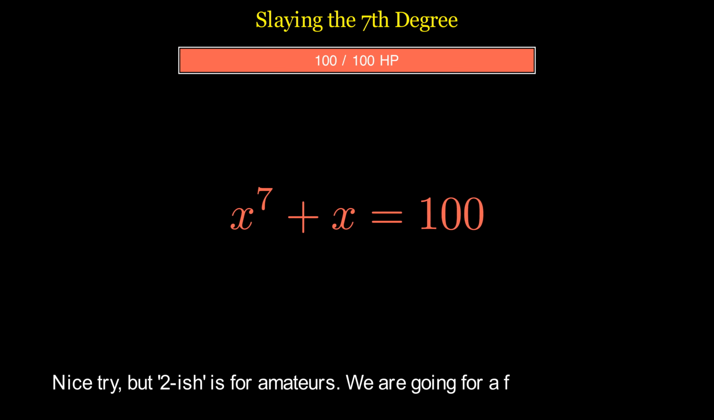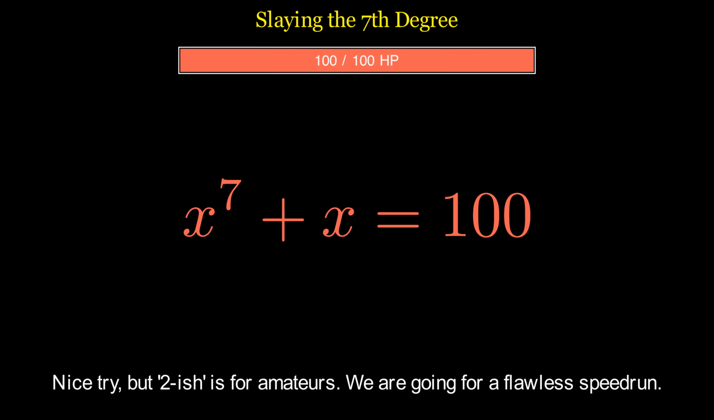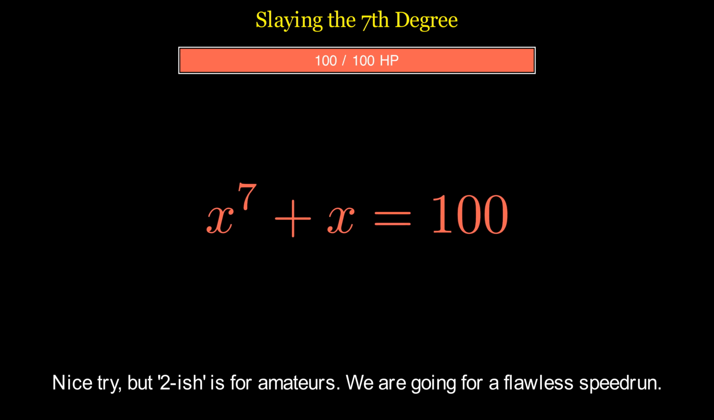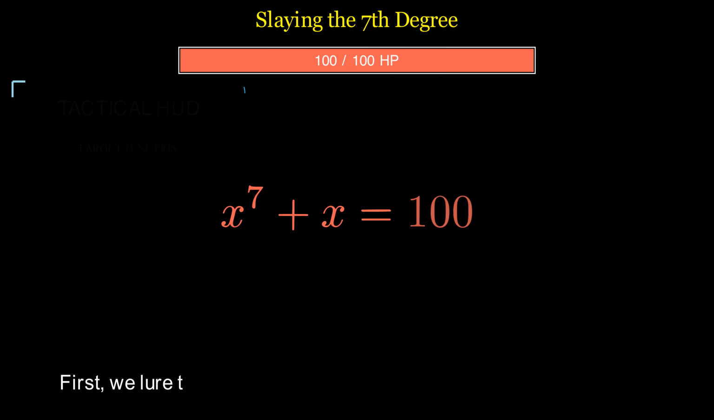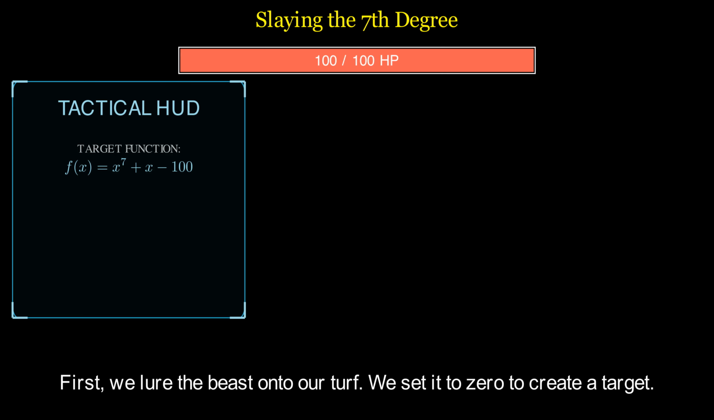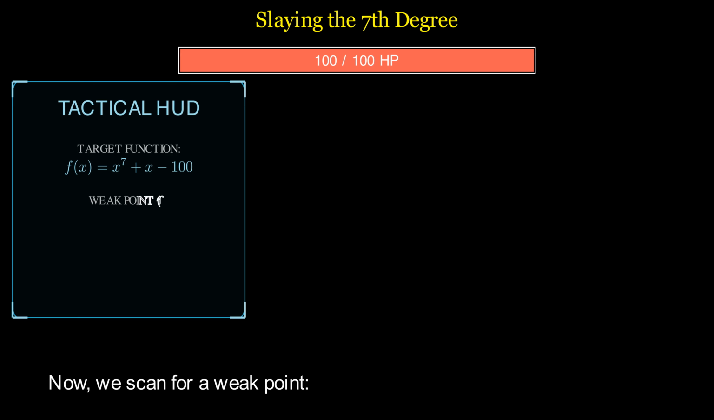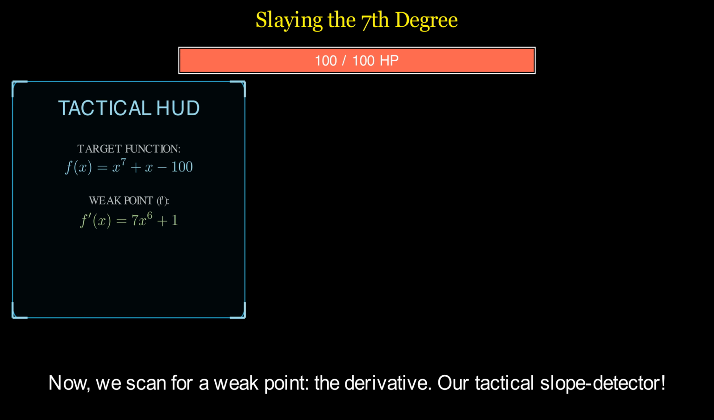Nice try, but 2-ish is for amateurs. We are going for a flawless speed run. Witness the strategy. First, we lure the beast onto our turf. We set it to 0 to create a target. Now, we scan for a weak point. The derivative, our tactical slope detector.